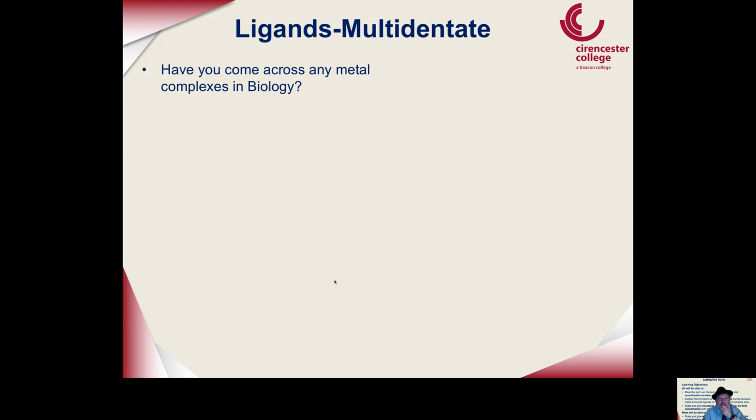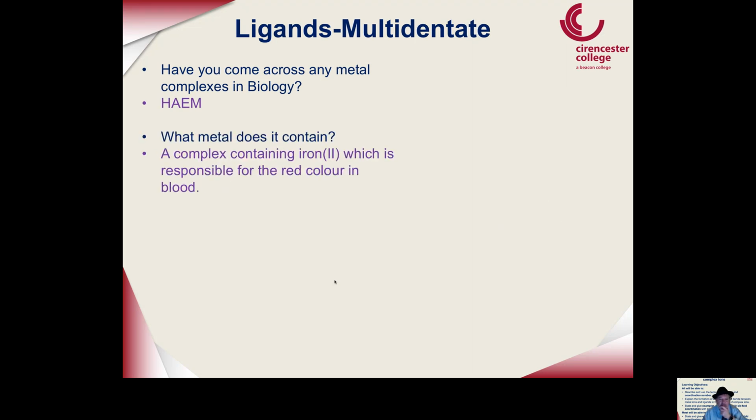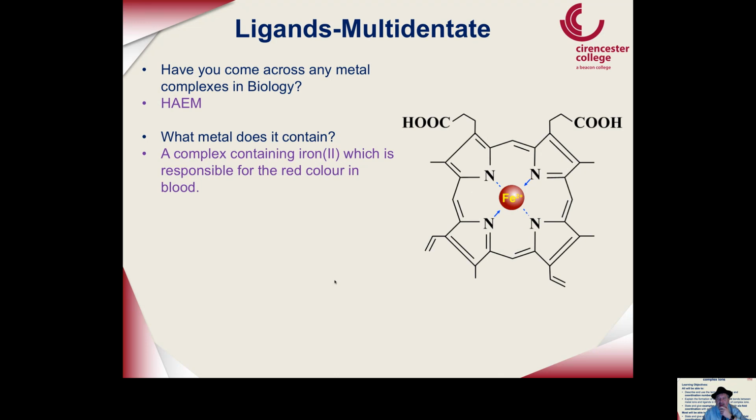Okay, so metal complexes in biology. Heme, the heme group. It's got iron in it, iron 2, which gives the red color of the blood. So what happens here? This is the heme group. It's a chelating complex, and it surrounds the iron. And we've got 4 nitrogens, which have got lone pairs on. Basically, that's an amine group. Lone pairs will join to the iron to make a covalent bond.